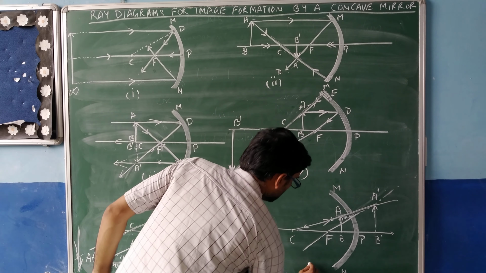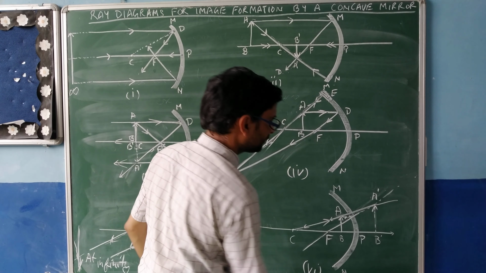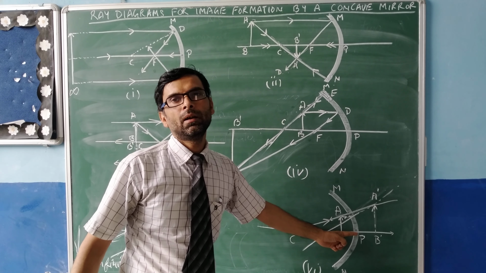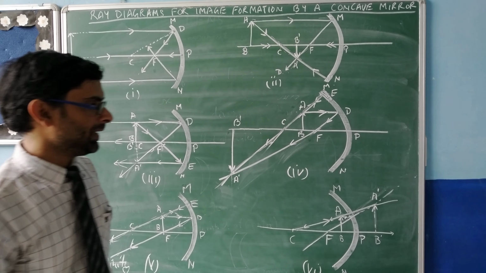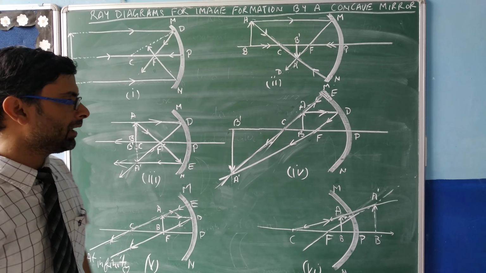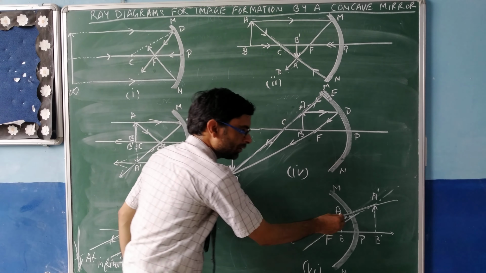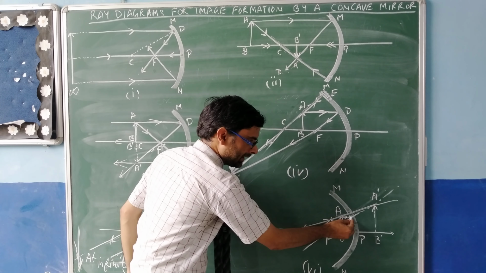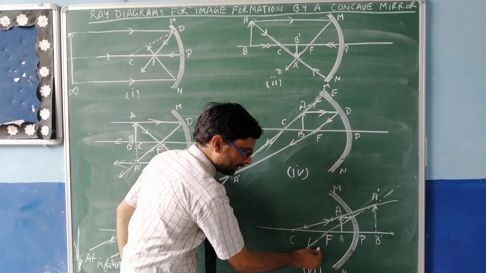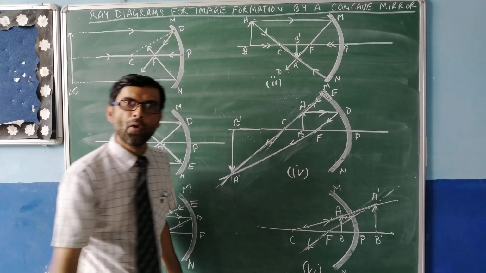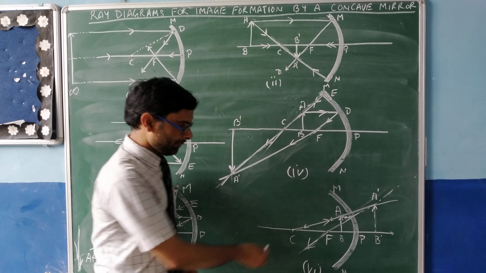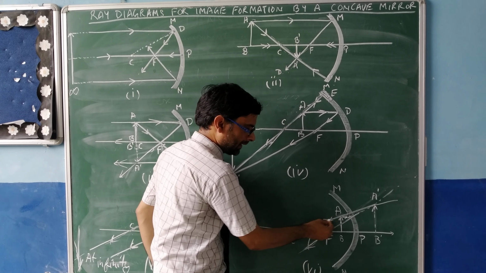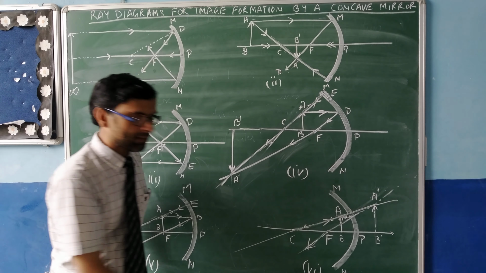Next, consider this last case: between the focus and the pole of the concave mirror. Then also draw a line parallel to the principal axis. After getting reflected, it passes through the focus. And the same, a ray passing through the center of curvature after getting reflected passes through the center of curvature.